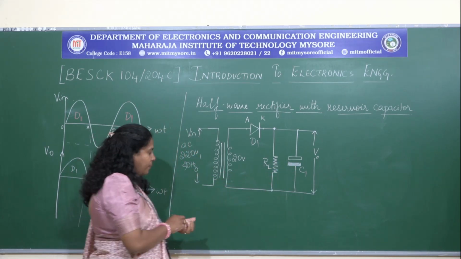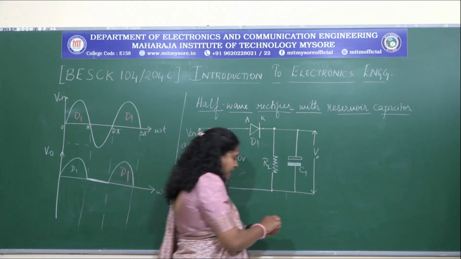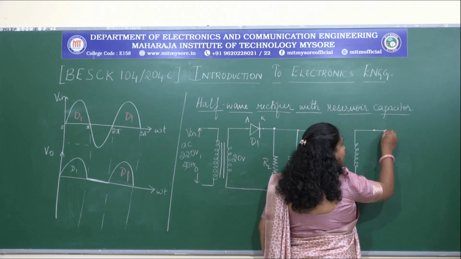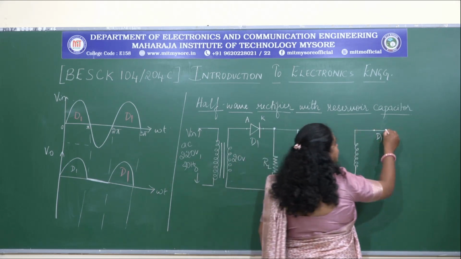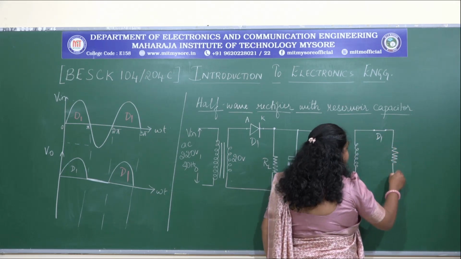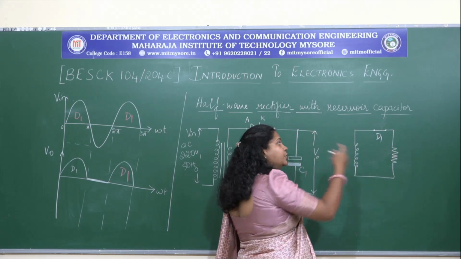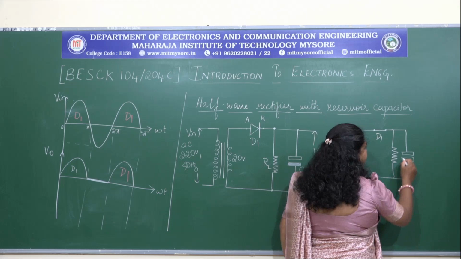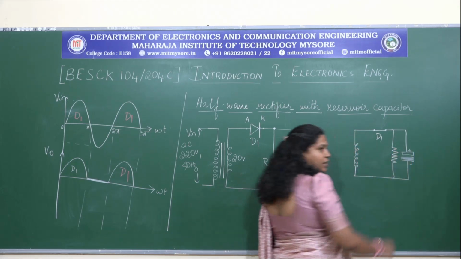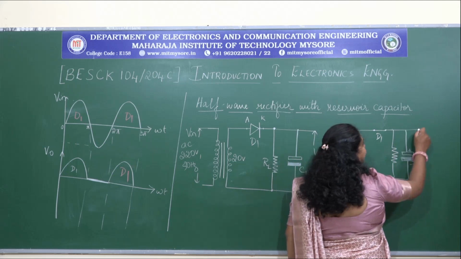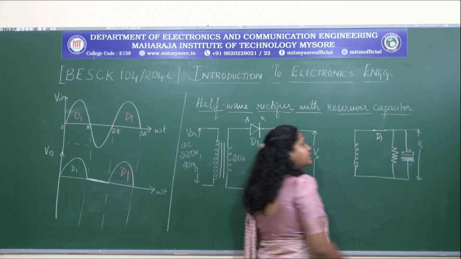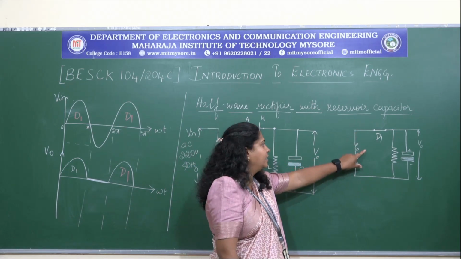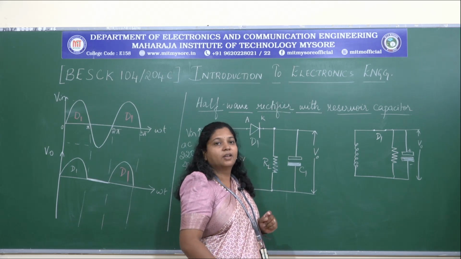Now let us see how it is going to operate. During the positive half cycle, as we have already seen, the diode is in the on state, so the diode is forward biased and hence there is an output across the load resistance RL. During this time, what happens? The capacitor starts charging and we are going to get the output voltage across this. The diode is on, there is a path for the flow of current, so the capacitor in turn gets charged.